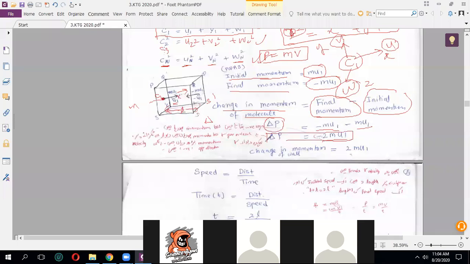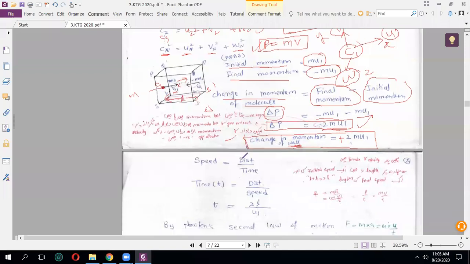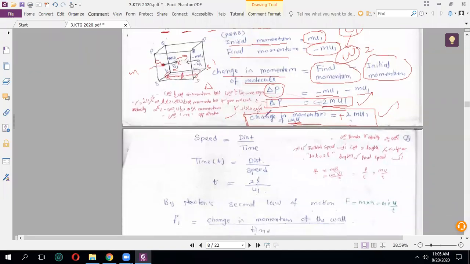This momentum is based on the gaseous particle, correct? But we need the momentum based on the wall. If the gas-particle momentum is negative, what about the wall momentum? Of course, the wall momentum is positive. So just replace the sign and write the same thing. Based on the wall, the momentum change is plus 2 mu1. Is this part clear? Anyone having any doubt? Shall we go further? Okay. So remember, we need the wall momentum.